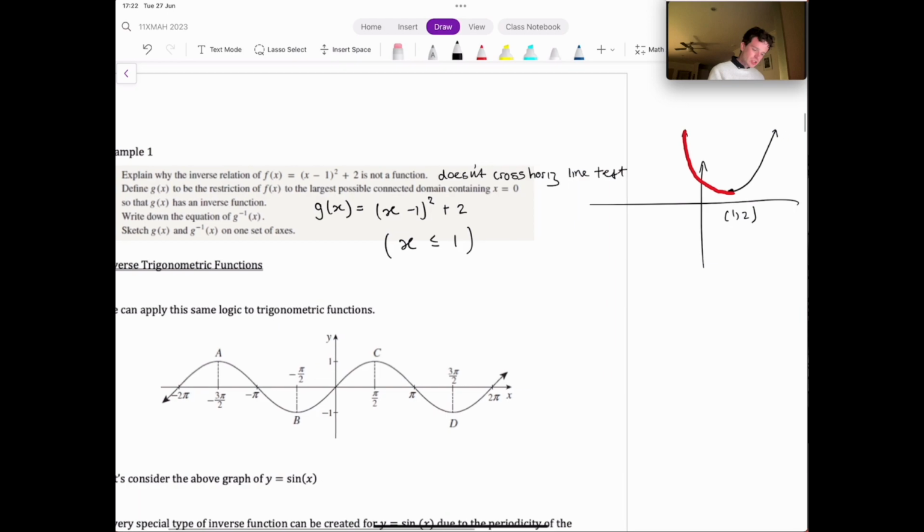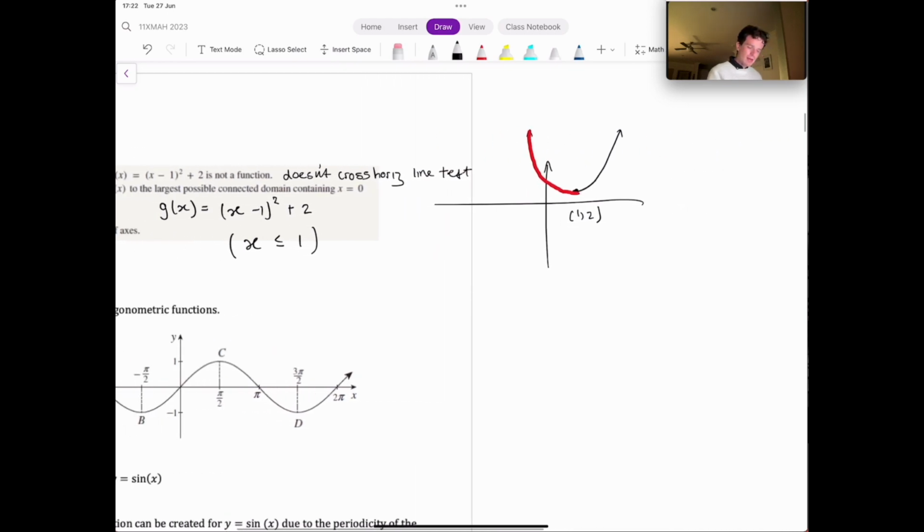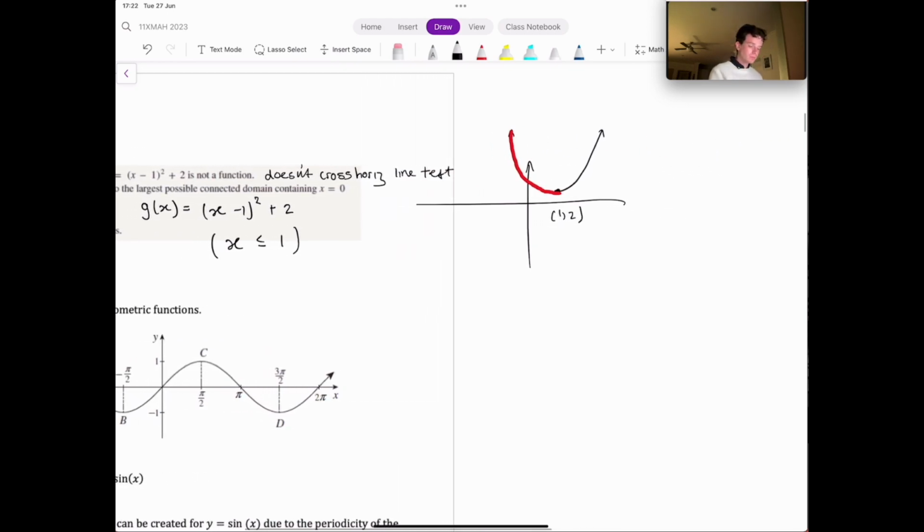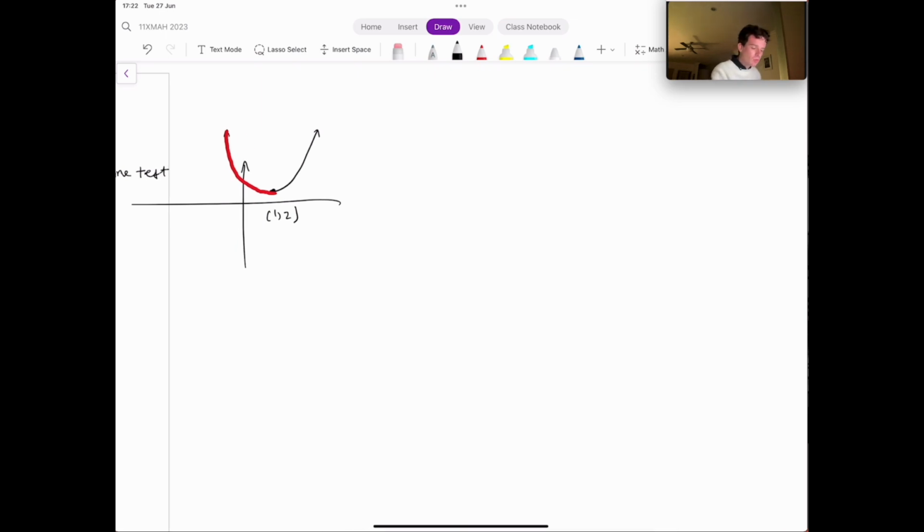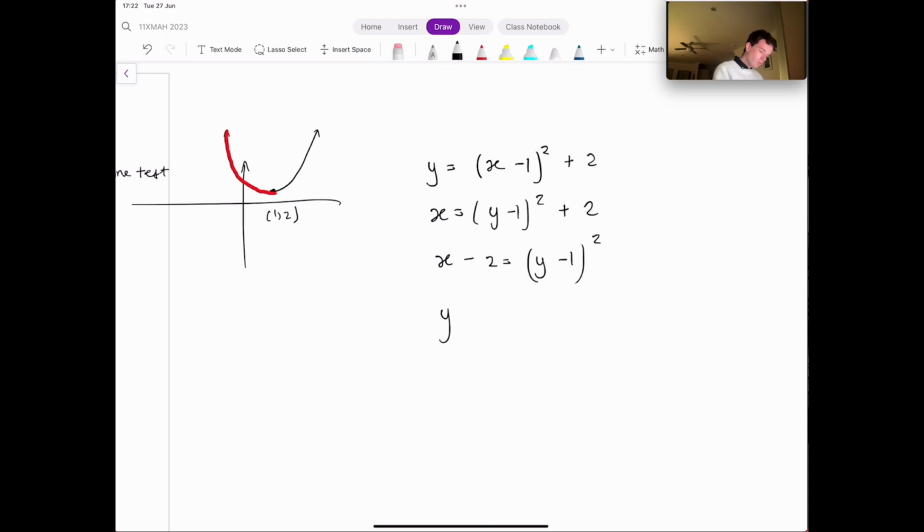Write down the equation of the inverse. We should remember how to create the inverse equation: we swap x and y. Our original function is y = (x − 1)² + 2. Swapping x and y gives x = (y − 1)² + 2. So x − 2 = (y − 1)². Therefore, y is going to equal 1 plus or minus the square root of x − 2.